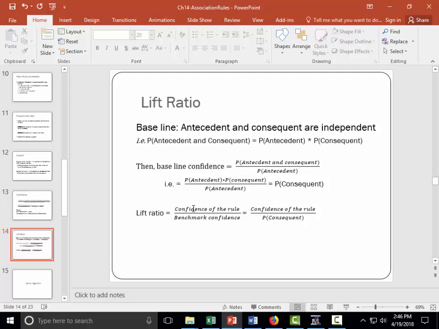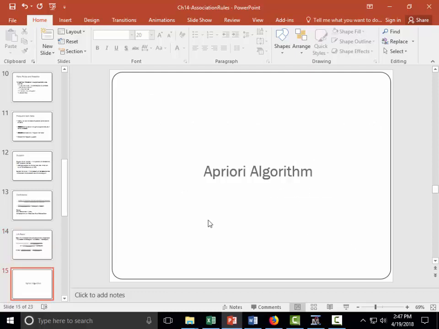So what is the benchmark confidence? This is your confidence formula, right? Everything at the top and just the antecedent at the bottom. Now, if antecedent and consequent are independent, then that probability is going to be the product of the individual probabilities, probability of antecedent times probability of consequent. So the probability of antecedent will get cancelled out, and what remains is the probability of consequent. So the probability of the consequent is your benchmark confidence. If the antecedent and consequent are independent, then the probability of consequent will be equal to the confidence, and that's our benchmark confidence, and we find the ratio, that's your lift ratio.